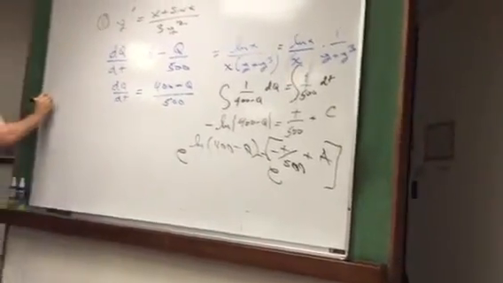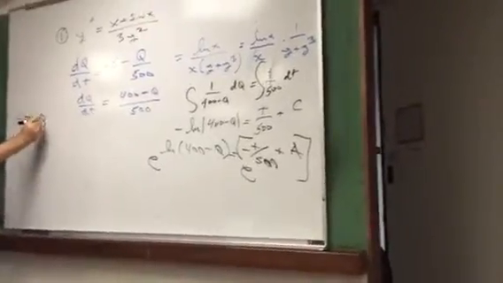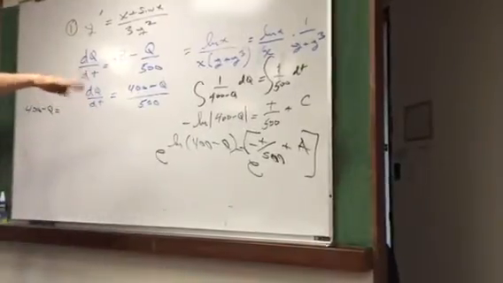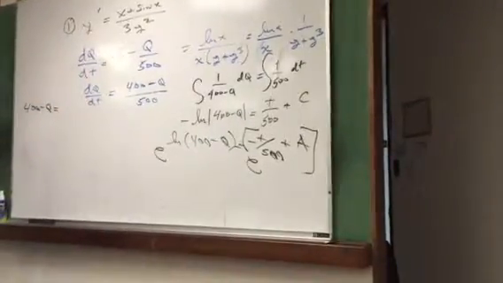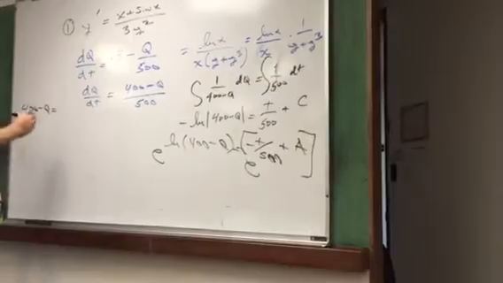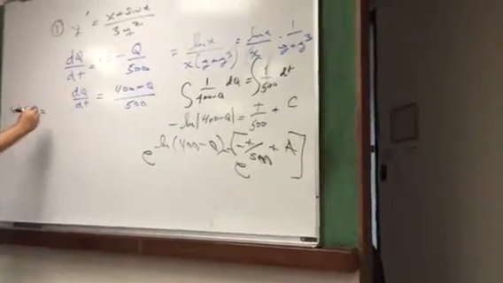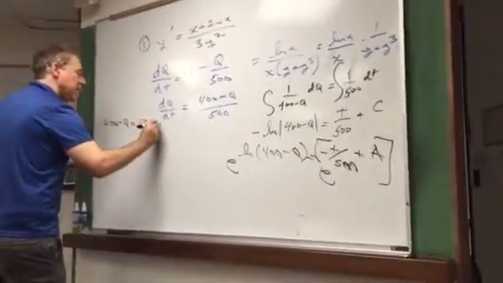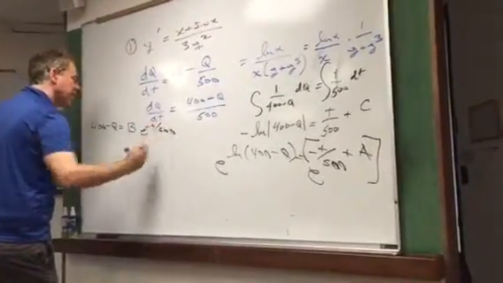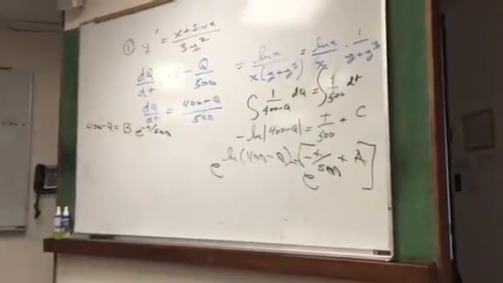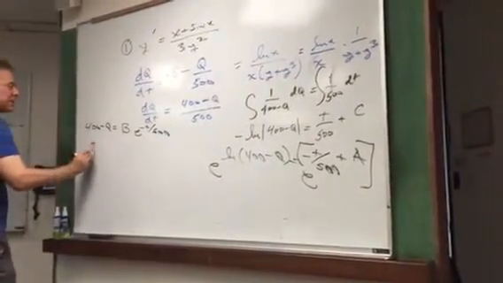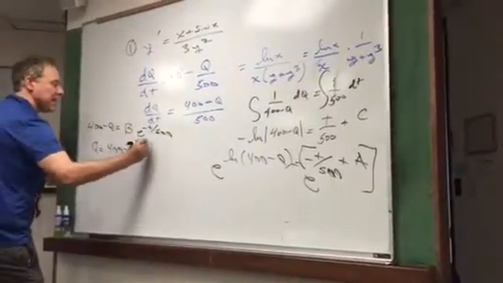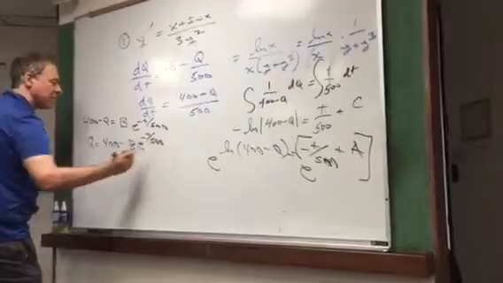Basically I'm going to rename that plus or minus e to the A, we'll call it B or something. So I'm going to call this C and A and then e to the minus t over 500. Okay, so Q is 400 minus B e to the minus t over 500.